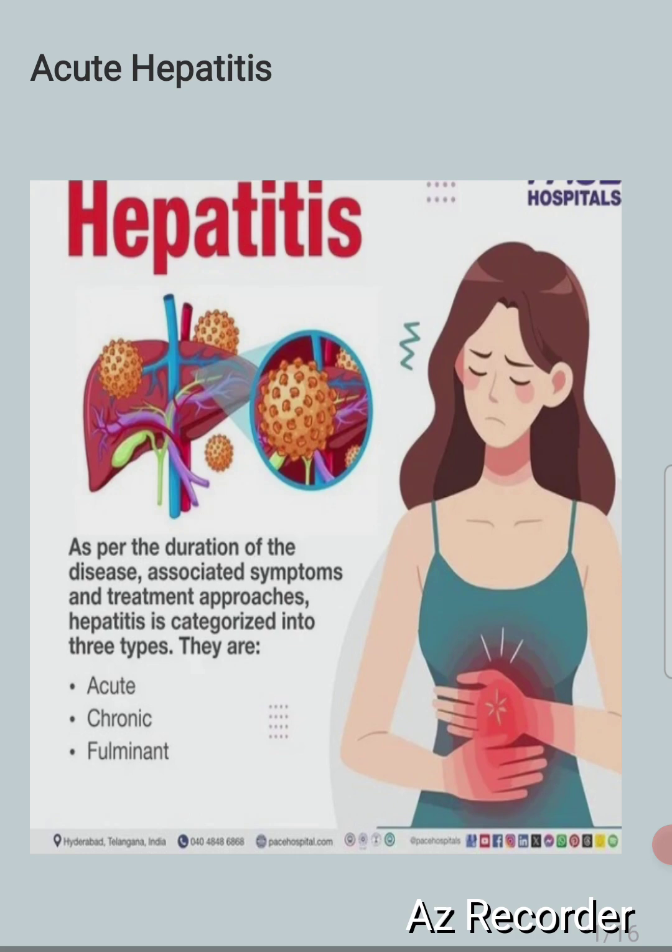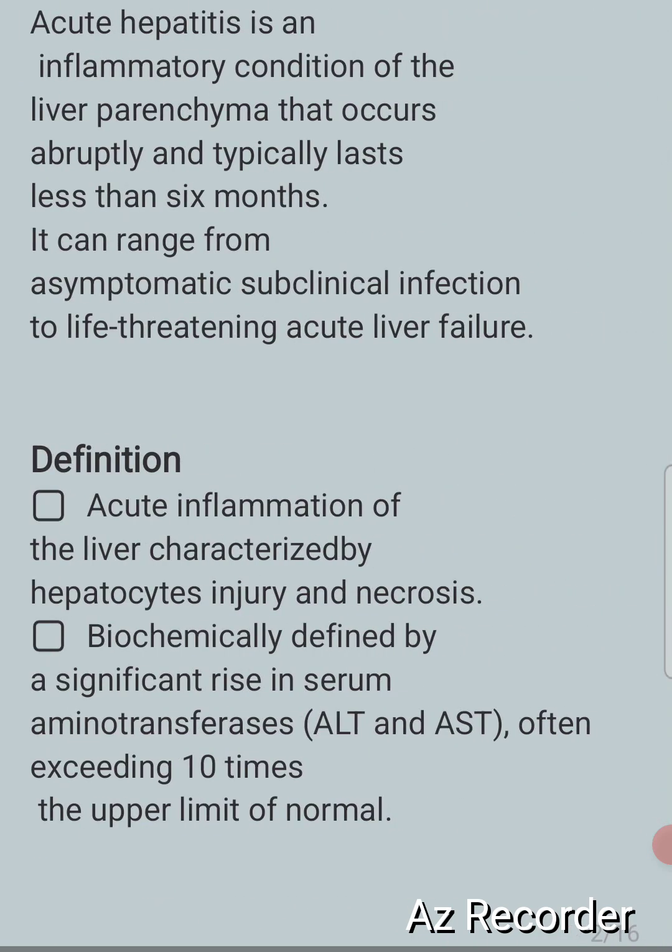Acute hepatitis is an inflammatory condition of the liver parenchyma. Remember, it's a condition of the liver parenchyma that occurs abruptly and typically lasts less than 6 months.